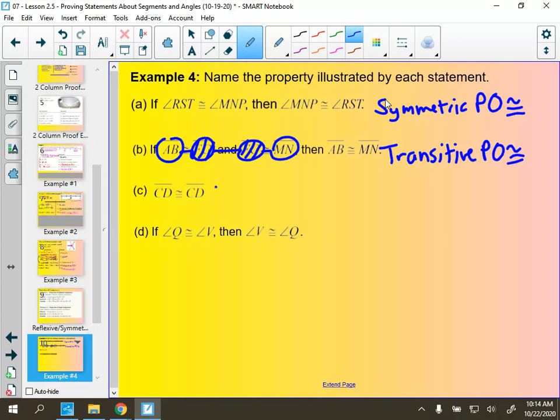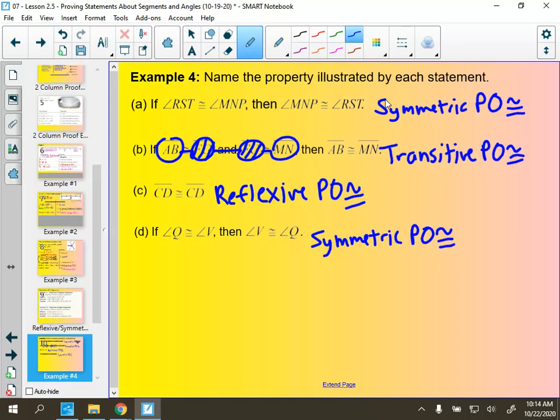Something saying it is congruent to itself, that's a very typical, very straight up example of the reflexive property of congruence. Let's see, what are we getting? We got to have a repeat here. It looks like angle Q is congruent to angle V. V is congruent to Q. We flipped it. So that's just another example of our symmetric property of congruence.